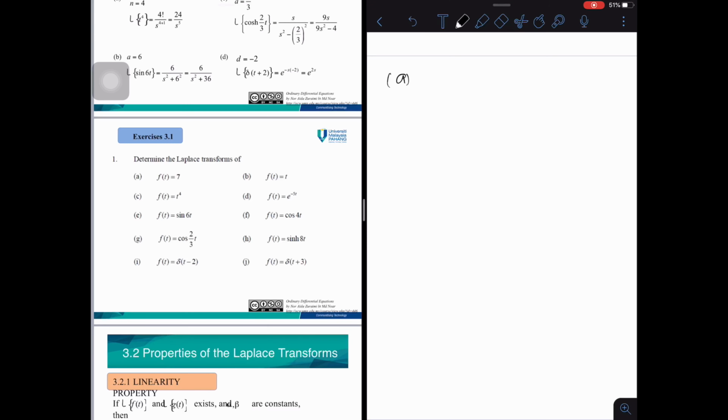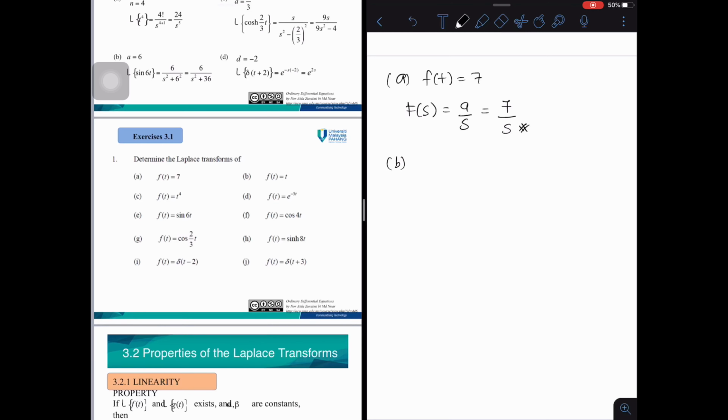A, you have f(t) equal to 7, where 7 is a constant, and we know that for a constant, F(s) is equal to a over s, where a is a constant, so 7 over s. So this is the Laplace transformation.